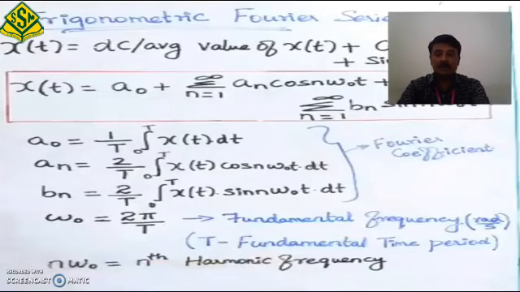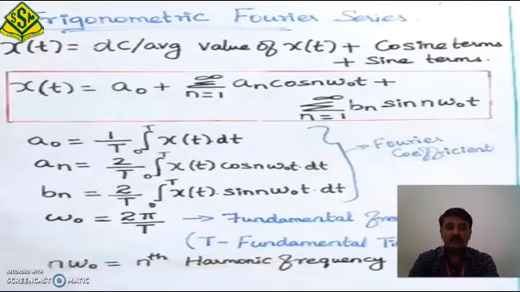Okay, coming to the point. The Fourier series is mainly divided into two groups: trigonometric Fourier series and exponential Fourier series. I am going to focus on the trigonometric Fourier series. X of t, which represents a continuous time signal, consists of the DC or average value of x of t, plus cosine terms and then sine terms.